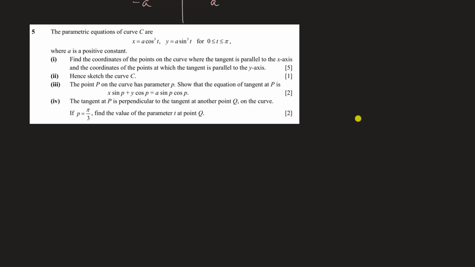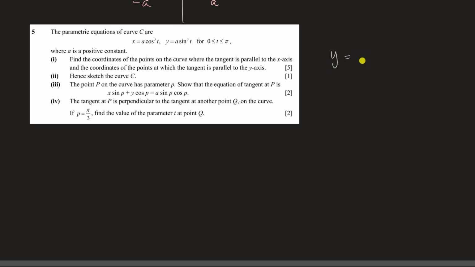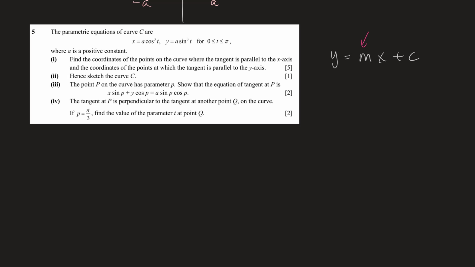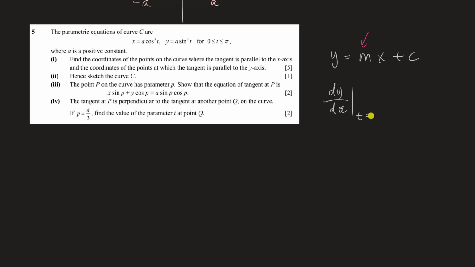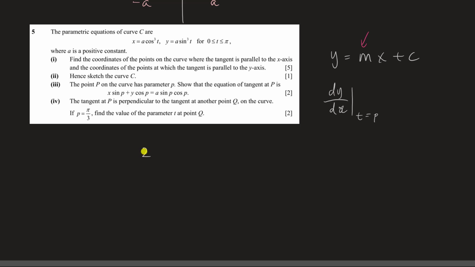Equation of tangent. To find the equation of tangent, which is y equals to mx plus c, first of all, find m. M is you sub in the corresponding t value into your dy dx. Point P has parameter P, so we sub in P into your dy dx. For example, if they say it has parameter 2, this means that I'm going to sub in t equals to 2 to find the dy dx. This time around is just a mystery number, P.